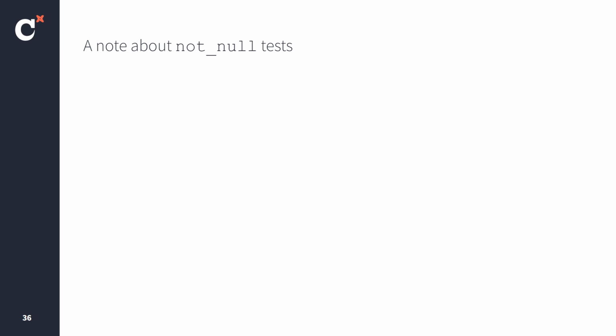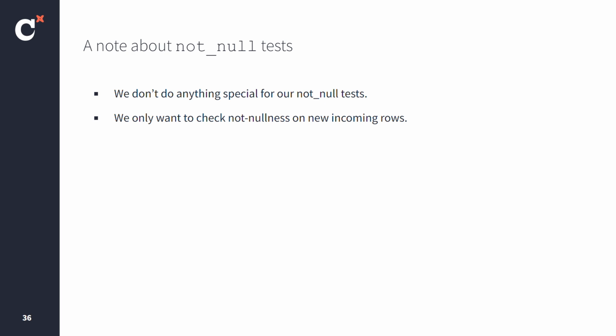Last but not least, I want to just make a brief note about not null tests. We actually don't do anything special for our not null tests. And if you think about that, it is actually the case that we only want to check not nullness on the new incoming rows, right? You'd think, why wouldn't you do the same thing you do for uniqueness, where you just limit it to the most recent batch? Why check not nullness across everything? Because, especially for not nullness, it should be that only the new stuff could be null. The old stuff, you already checked if it was null, so it shouldn't have suddenly become null magically somehow.